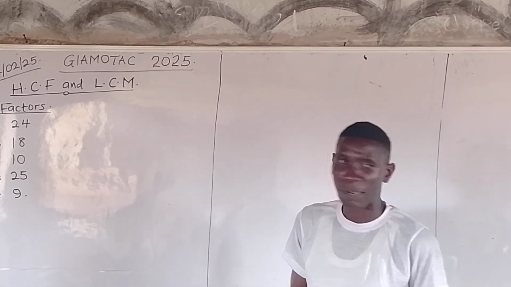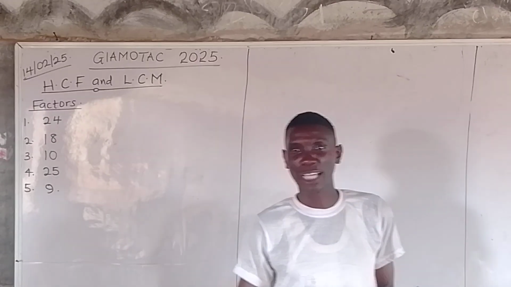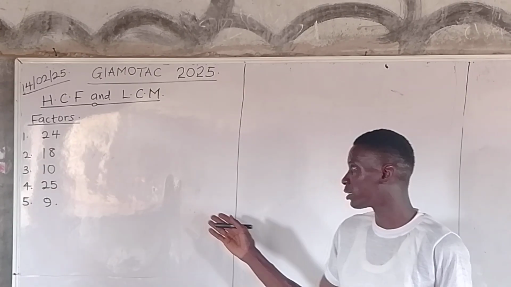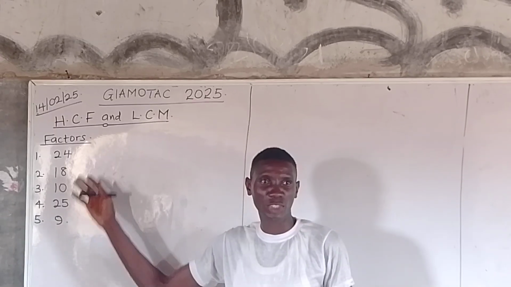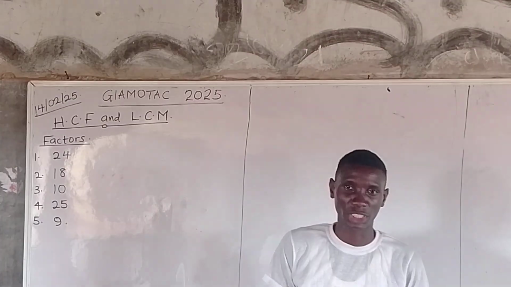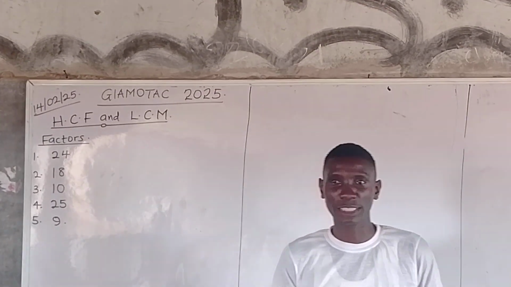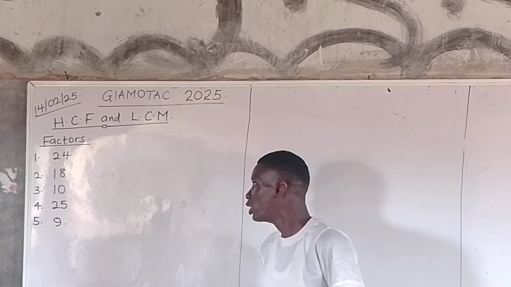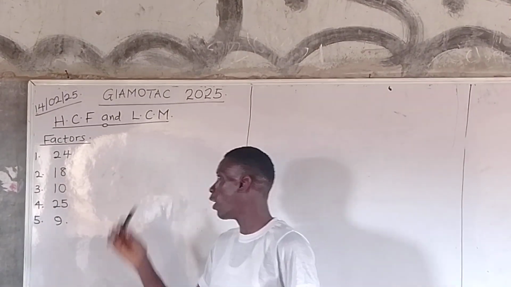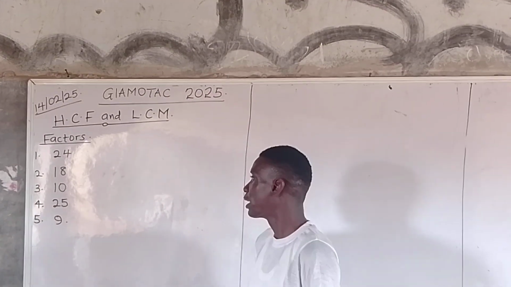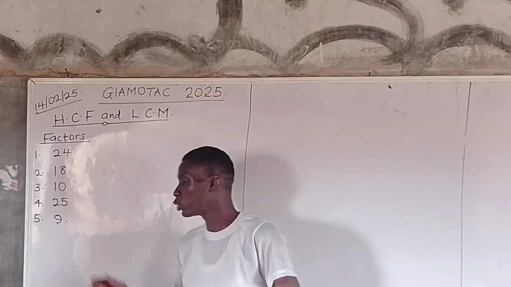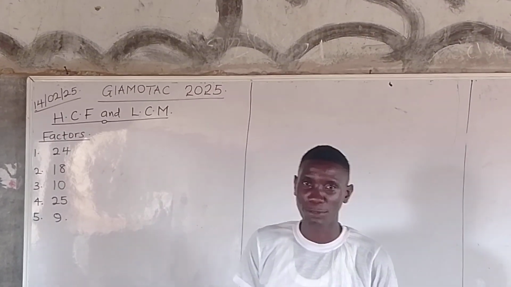So today, by the grace of God, we have our presenters who will be presenting under this subtopic, which is factors. As you can see on the board already, we are working on 5 different questions today. The numbers are 24, that is the first number. The second number is 18. The third number is 10. The fourth is 25. And lastly, we have 9.